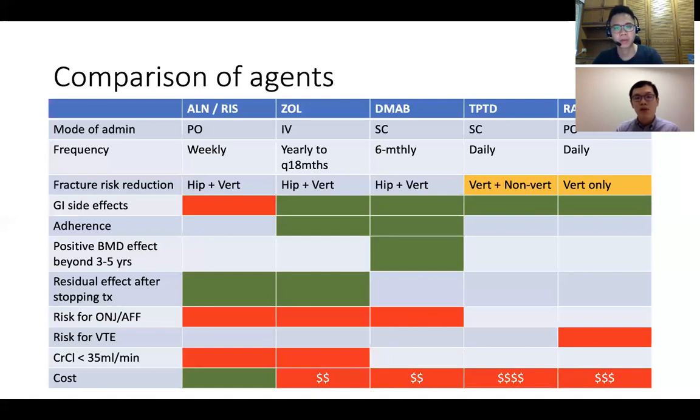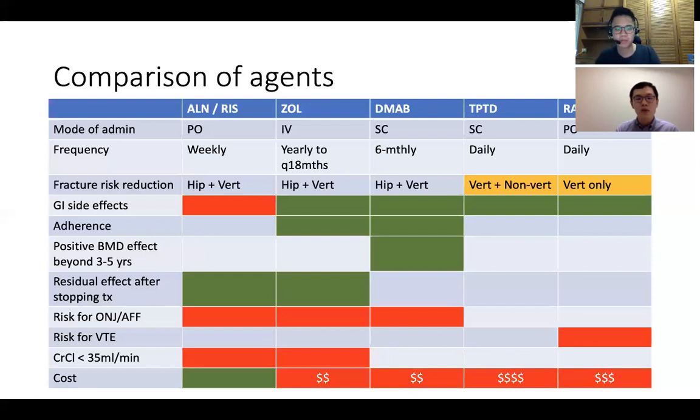For the agents at the back, the denosumab, teriparatide and all that, once they stop, the effects are lost immediately, as compared to bisphosphonates, where the agent stays in the bone and has a residual effect even after stopping. So it gives you that long-lasting effect for another year or two, and allows for a drug holiday as compared to the other agents. Then if you're considering the risk of osteonecrosis of the jaw and atypical femoral fractures, these have been reported with oral bisphosphonates, IV zoledronic acid, denosumab, even romosozumab as well. But in the short term, probably not that much of a concern when you're initiating therapy.